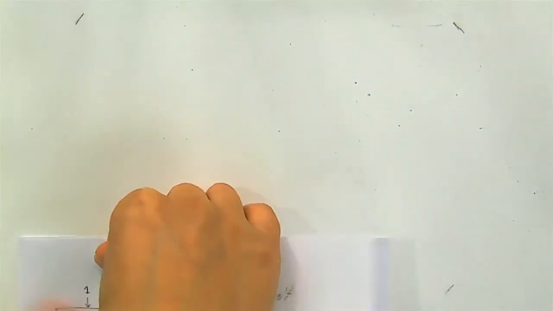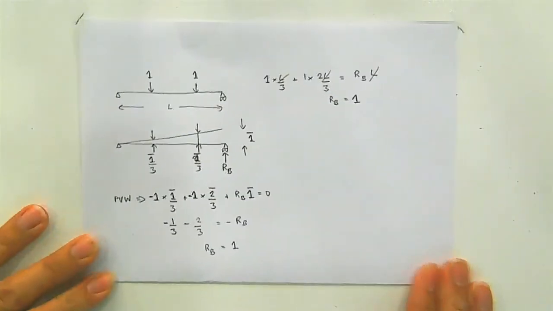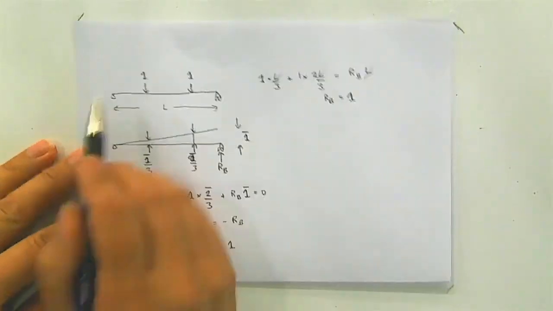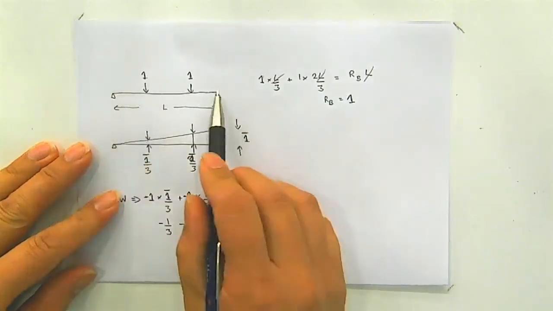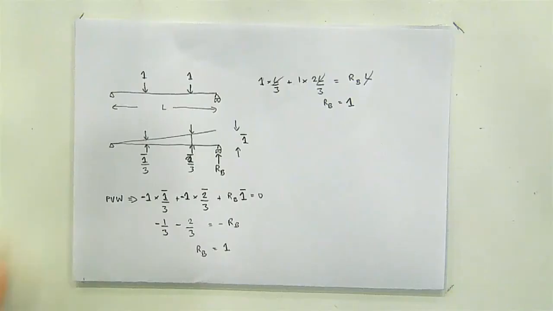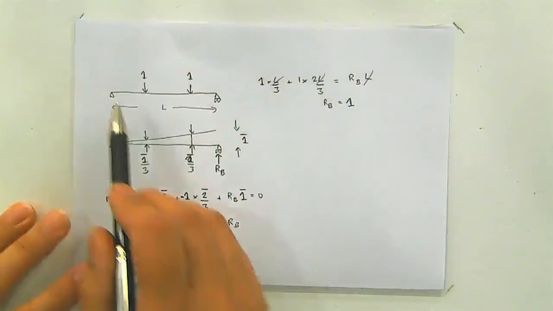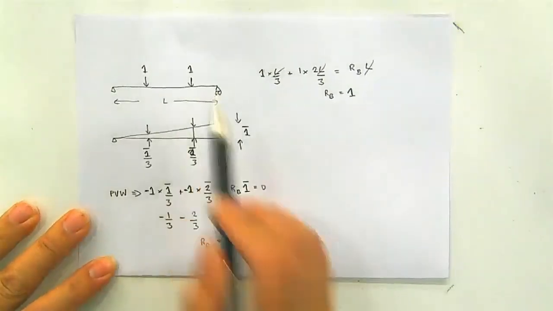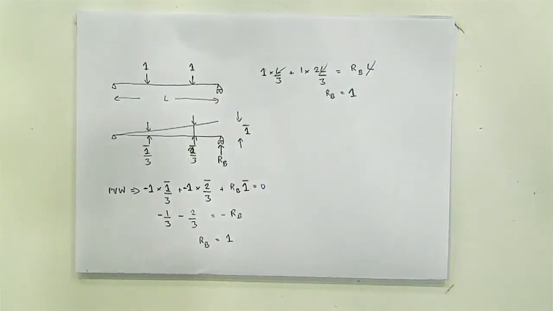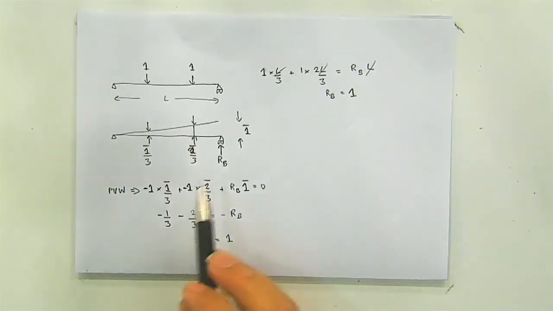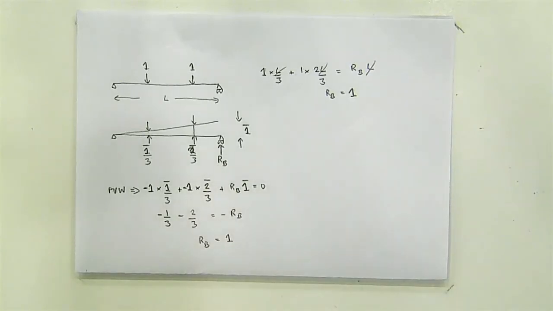So in this example, this time I want to solve the reaction there, and I want to solve the reaction there. Looking at the beam, of course the vertical reaction on both sides is going to be equal to 1. But let's just see if the theorem of virtual work can take care of that for you. Our unknown is RB, so we don't know what RB is.